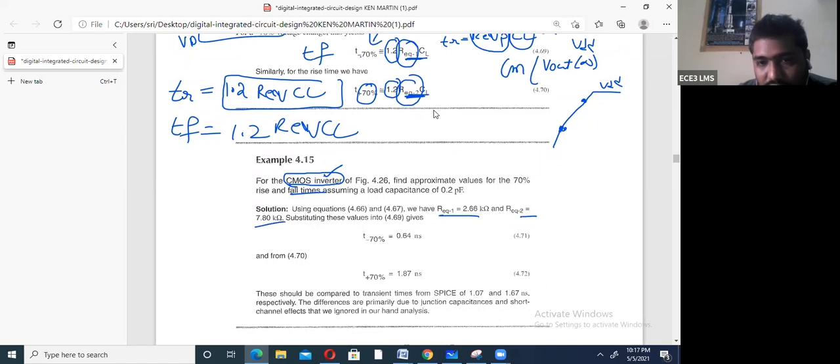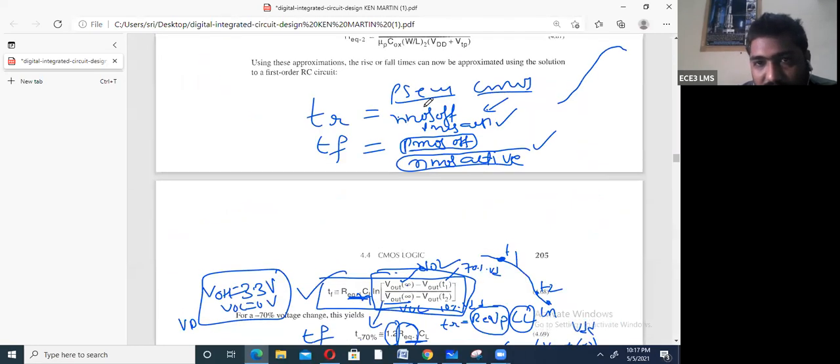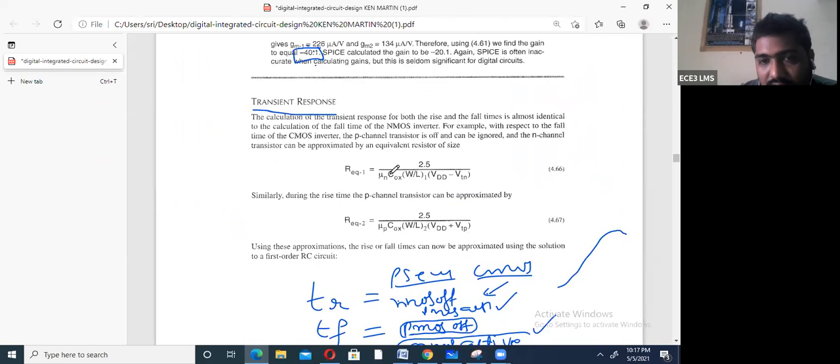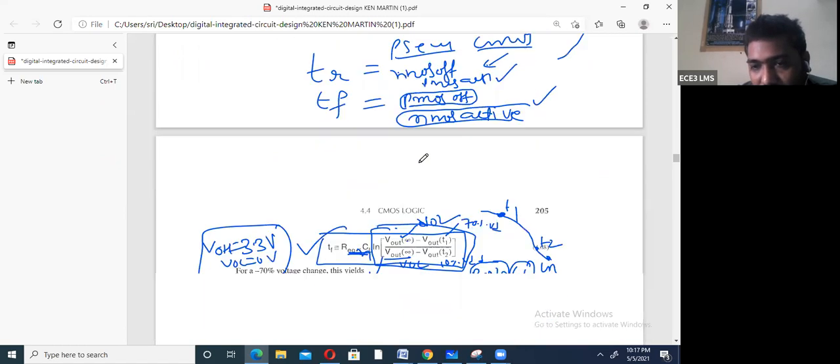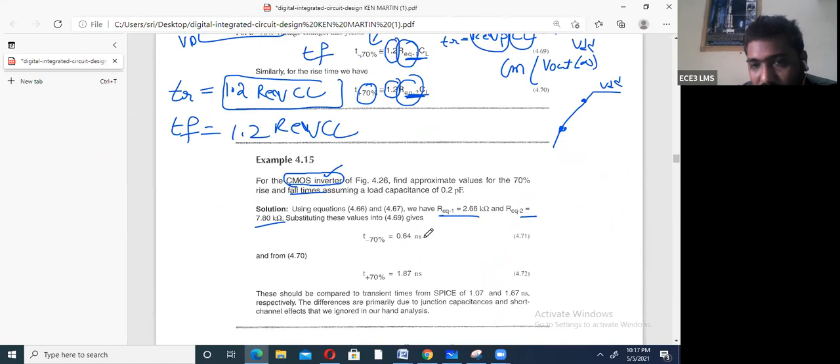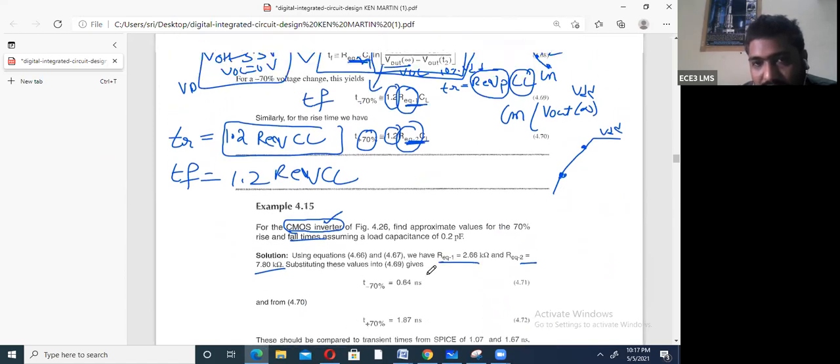The R equivalent value they calculated in the previous problem. The R equivalent of NMOS, they substituted it here and they got some kilo ohm. They substituted in this one and got some kilo ohm. After getting the values in kilo ohms, they substituted that into the load capacitance, and they will get the fall time like this and the rise time like this.